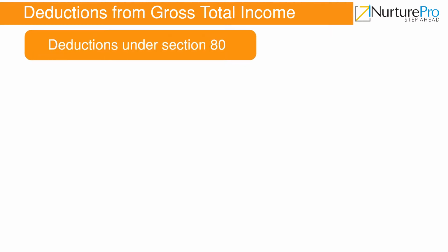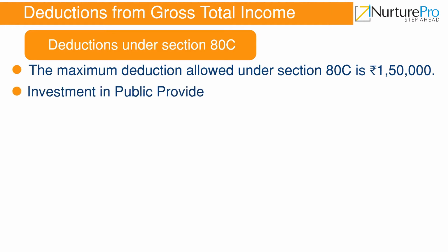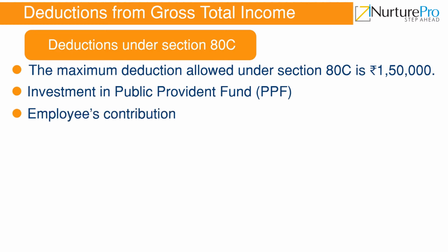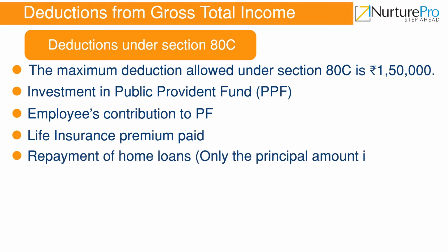Deductions under Section 80C. The maximum deduction allowed under Section 80C is Rs 1,50,000. Let us see the various deductions that are allowed under this section. A. Investment in Public Provident Fund or PPF. B. Employees' contribution to PF. C. Life insurance premium paid. D. Repayment of home loan. Only the principal amount is considered.